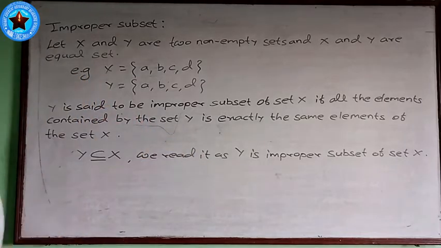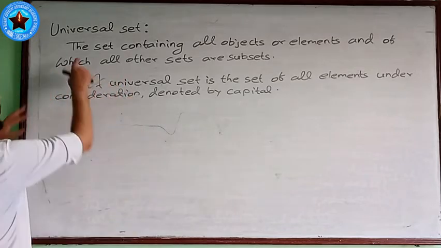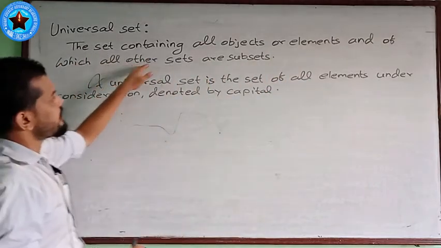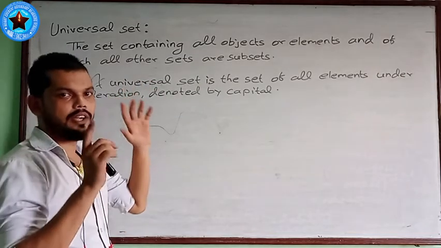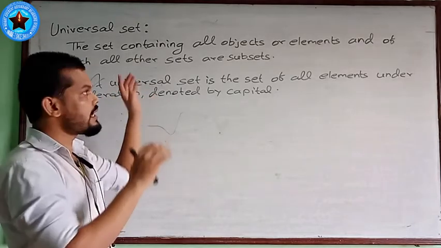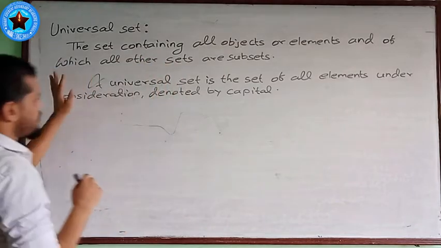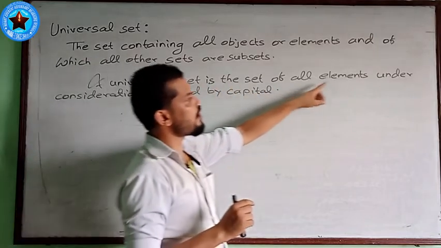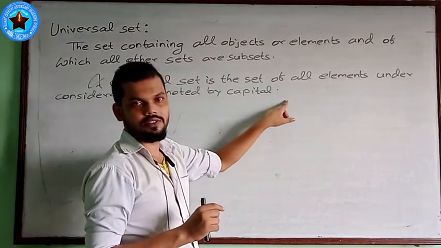And now universal set. So now here, universal set. Okay, here it is the set containing all objects or elements and of which all other sets are subsets. That means if we consider any one set and the rest of the sets are subsets of that set, then that initial set can be said to be the universal set. In other words, what is a universal set? It is the set of all elements under consideration, denoted by a capital letter.